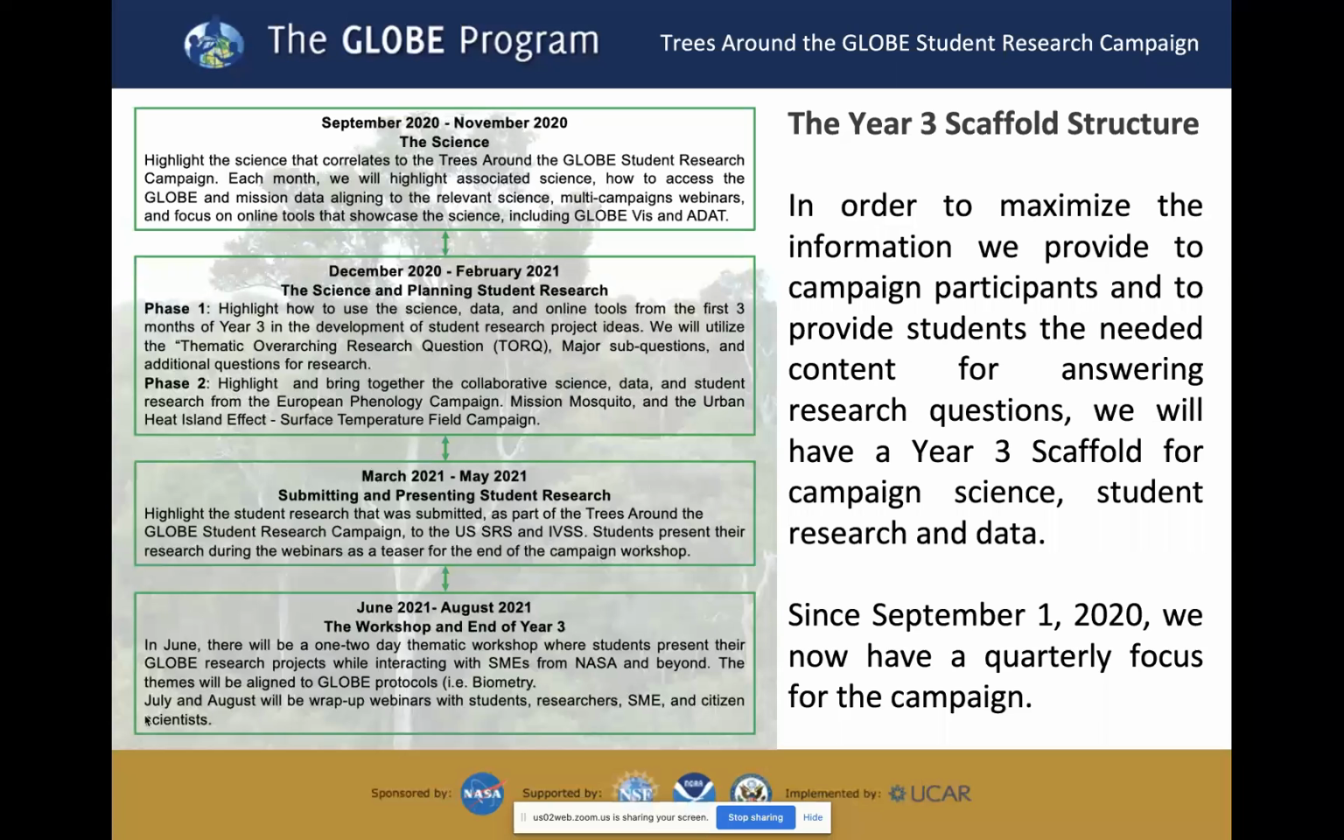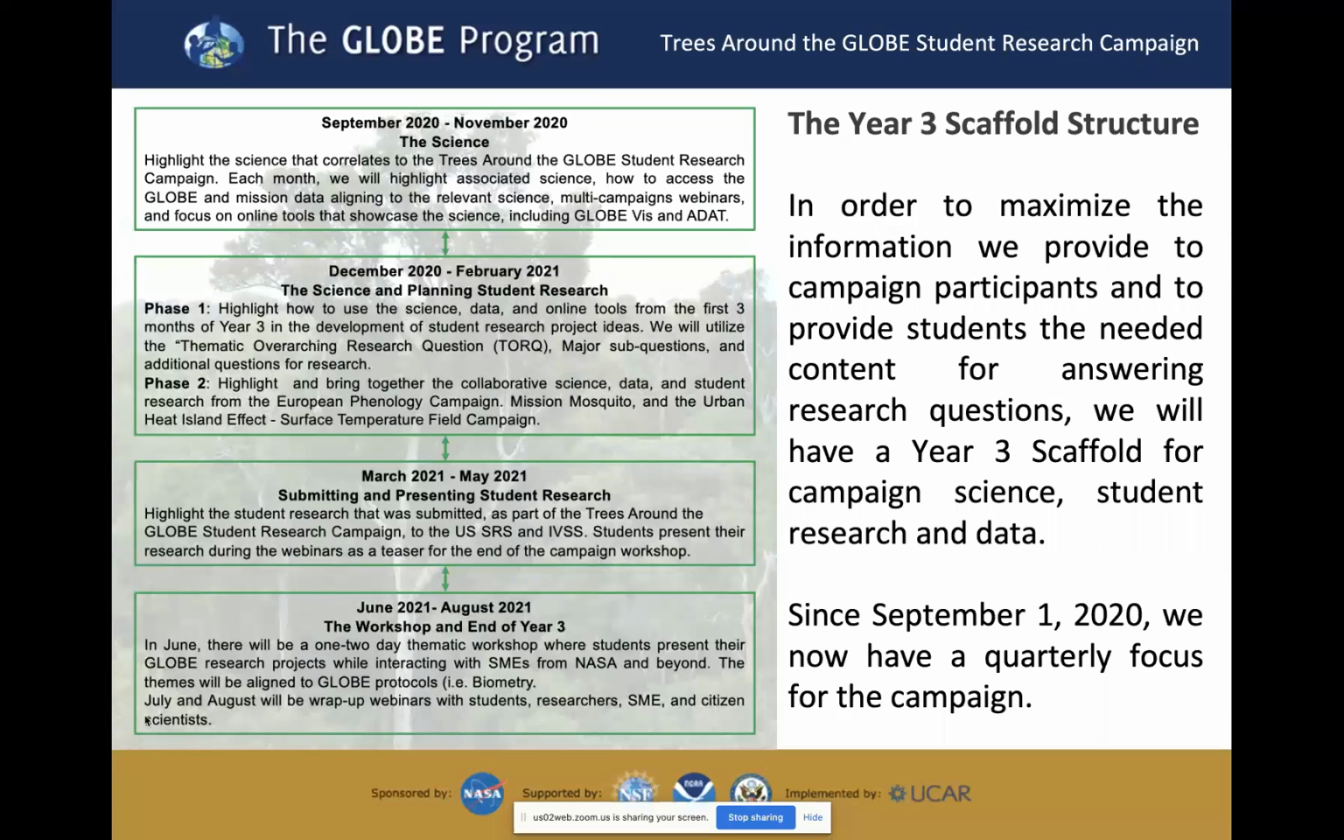We're going to reflect on the actual last 3 years of the campaign, focus on the research projects, and we're going to have a 1 to 2 day workshop where students, teachers, citizen scientists, researchers, anybody from GLOBE is welcome to attend that 1 to 2 day workshop. And that's going to be happening sometime June, July, or August of 2021. So this is the structure of the campaign right now.